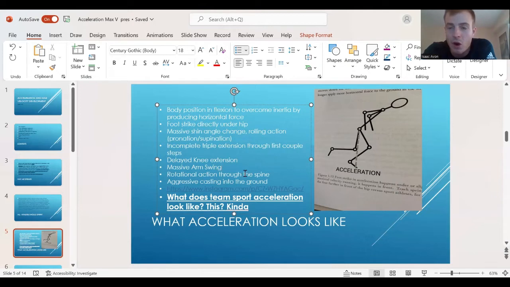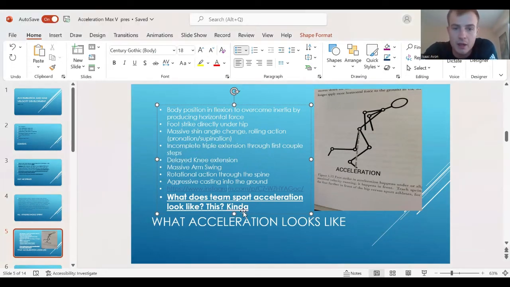Massive arm swing. That arm is thrown back as the leg is getting higher, with contact times to match. So the arm will fly back. Sometimes it'll straighten out all the way like this as that leg is almost straightened out, just like that. And aggressive casting into the ground.